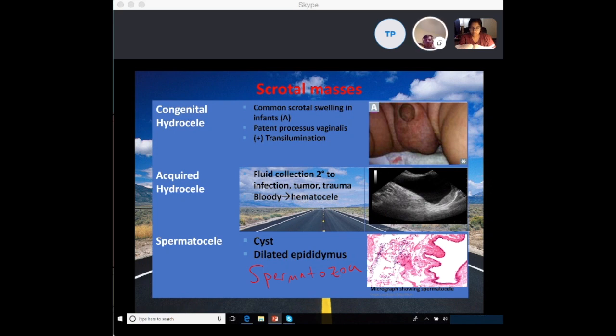So essentially, this is going to be a rupturing of the epididymis, which is going to leak spermatozoal fluid into the scrotal region. And so I'm assuming this one won't transilluminate either, if I had to guess.